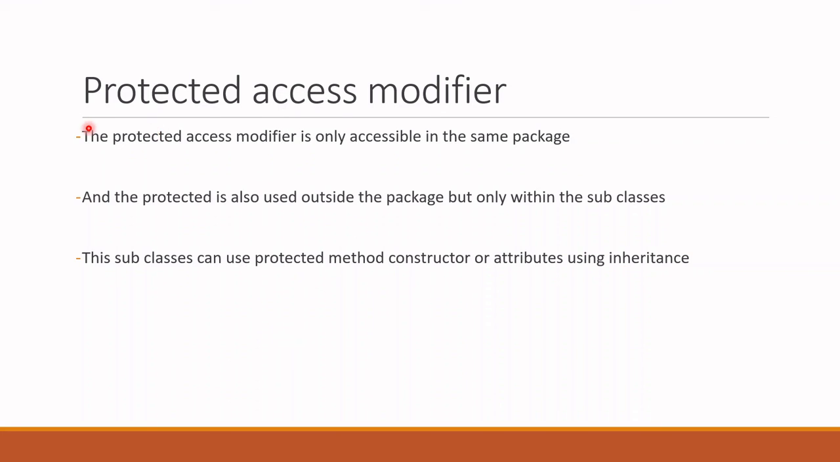Last access modifier is protected access modifier. This modifier can be used in same package. If you want to use a protected method in different package, then you need to know about the inheritance. Inheritance is an OOPS concept we will see in the further videos. So when the subclasses are inherited, then that can use the protected method.